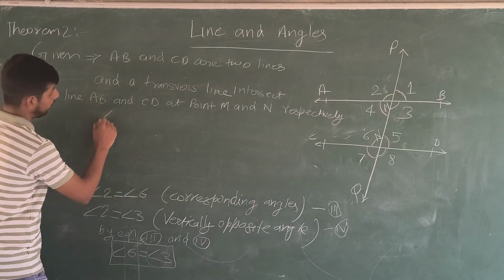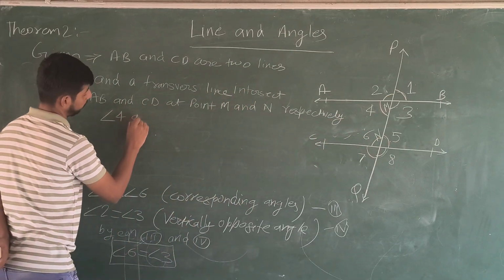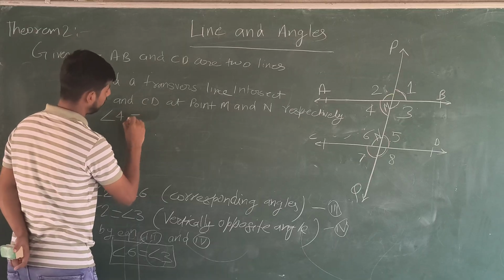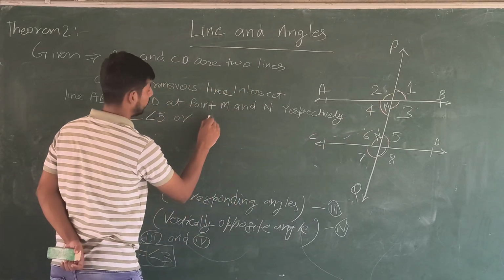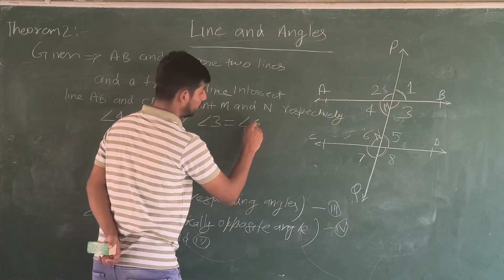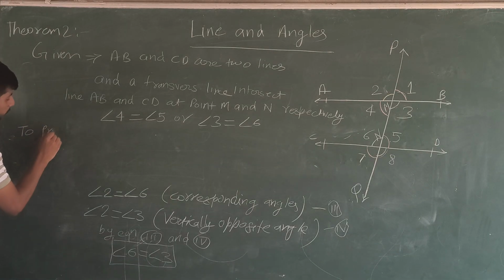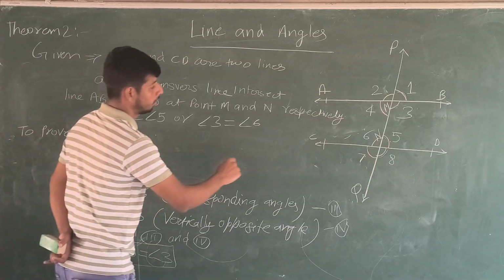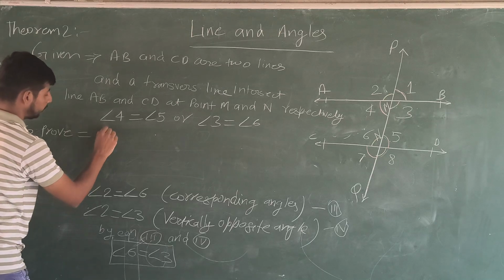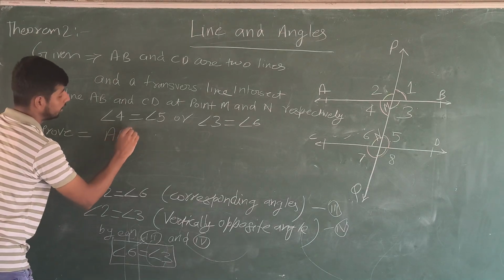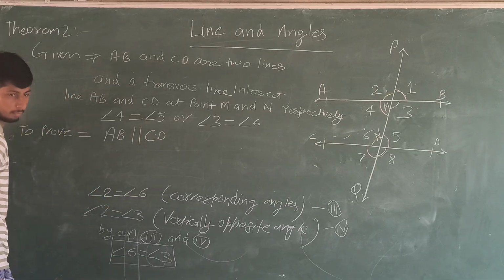Here we are given that angle 4 and angle 5 are equal. Angle 4 is equal to angle 5, or we can say angle 3 is equal to angle 6. This we are given, and we have to prove that line AB is parallel to line CD. We can write like this: AB parallel to CD. These two lines are parallel.